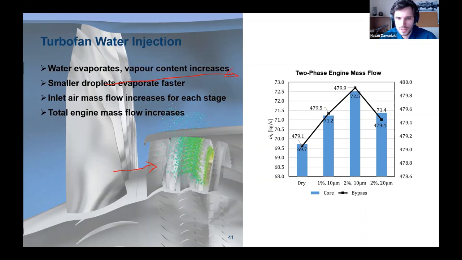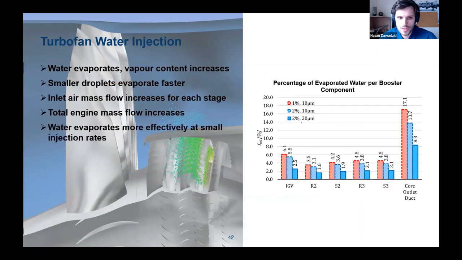bypass, it increases. So again, we know already that the density decreases, so there's a denser flow through the engine, and therefore the mass flow must increase. And we also injected water, so the water comes on top of it, so the engine mass flow increases.